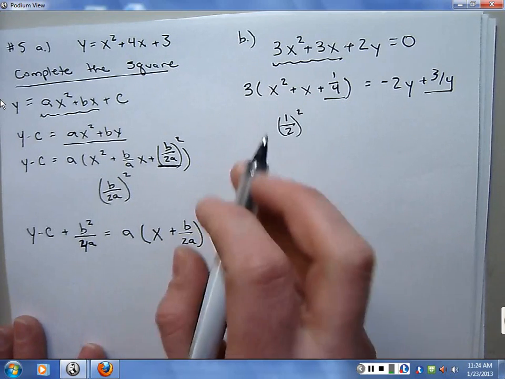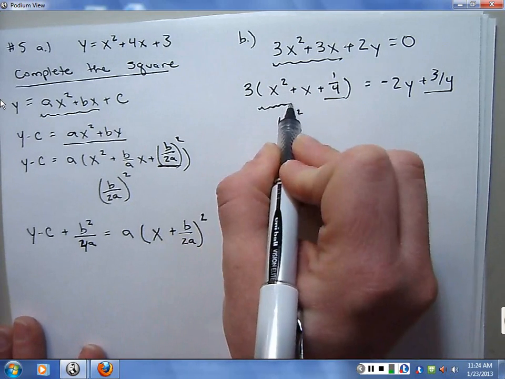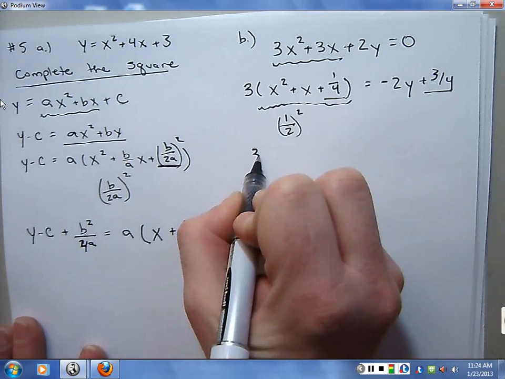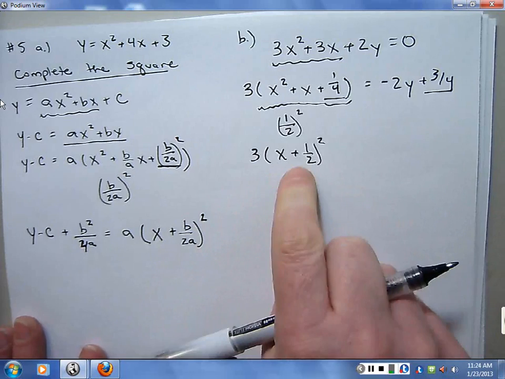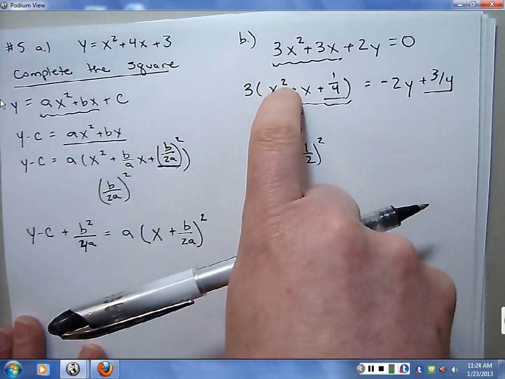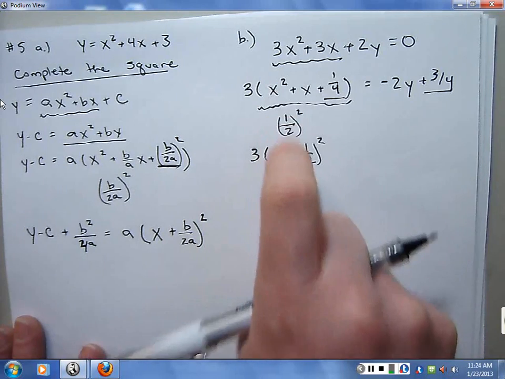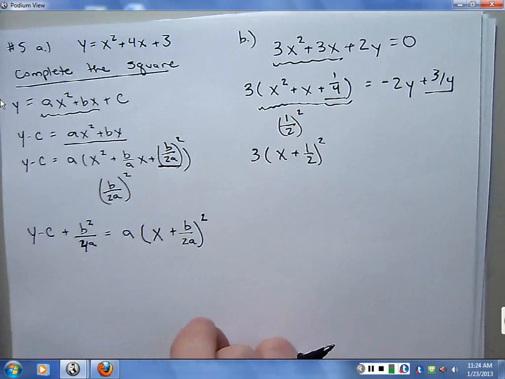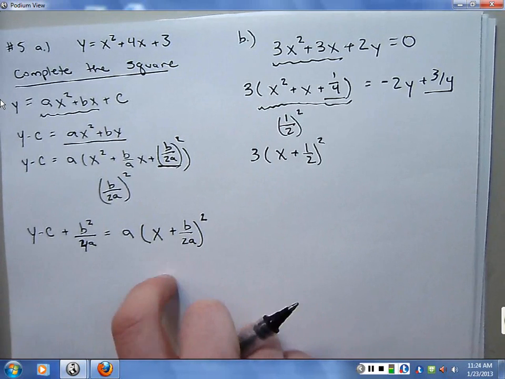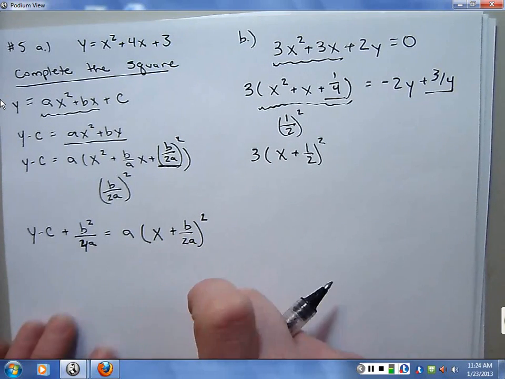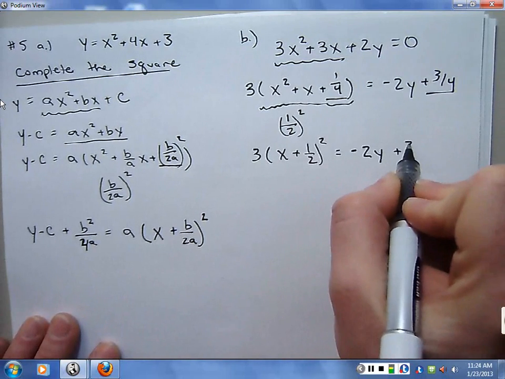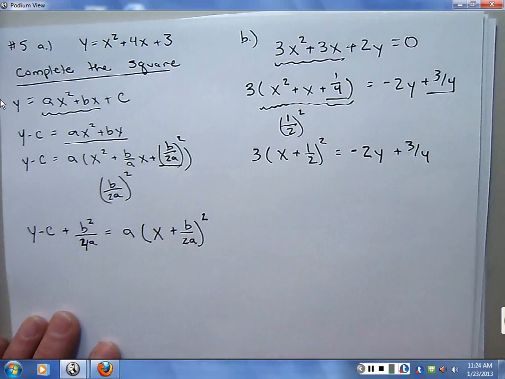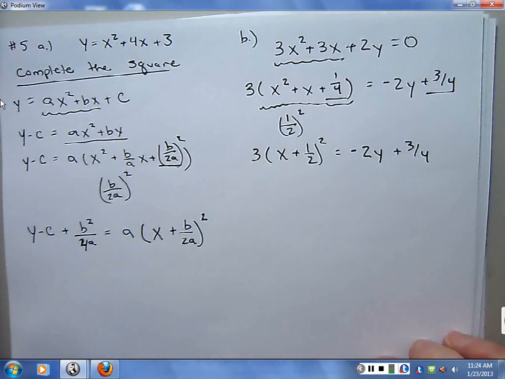Yes. So now, at this point, I made this a perfect square, so I still have my 3, and then I have x plus 1/2 squared. Because if I have x plus 1/2 squared, I get what's in parentheses here. So I designed this number to be a perfect square, which is kind of nice in math. We can do that. Then on this side, I have minus 2y plus 3/4. And I believe that is the form they wanted it in.